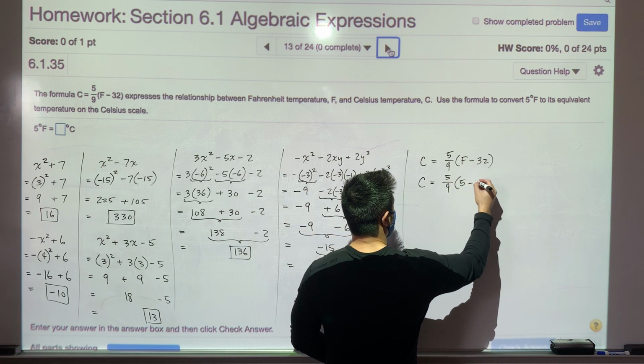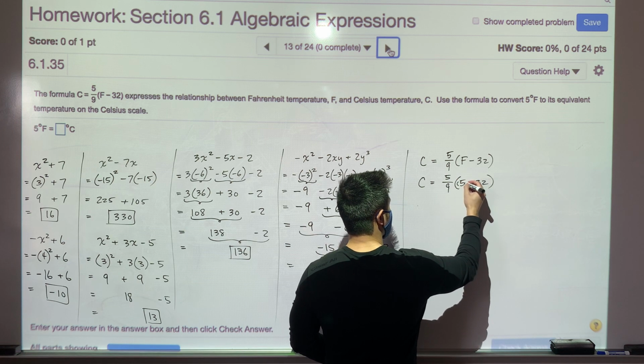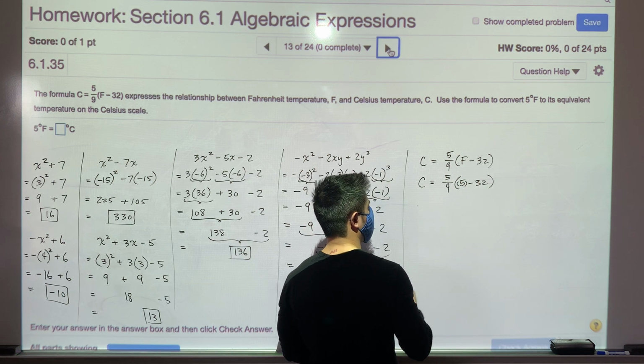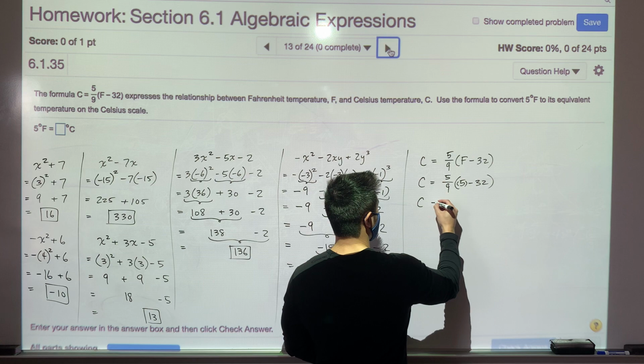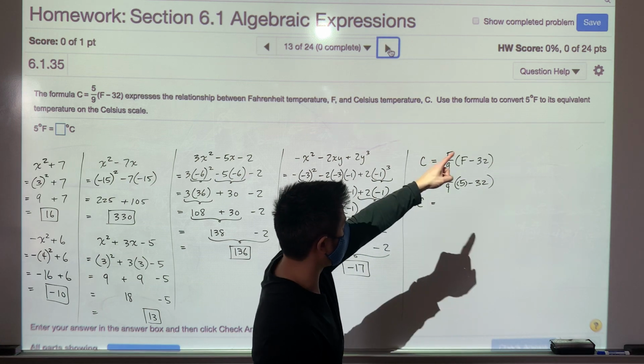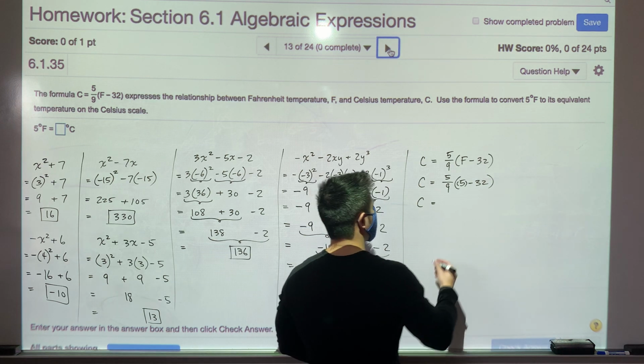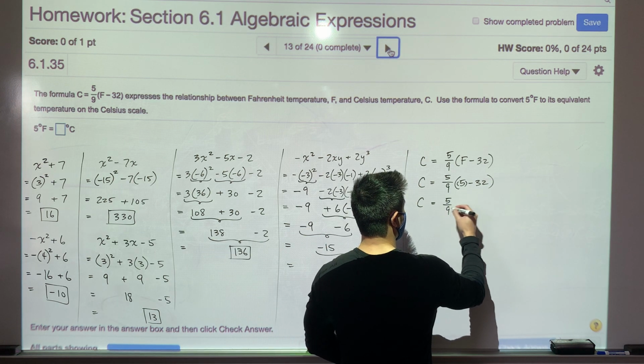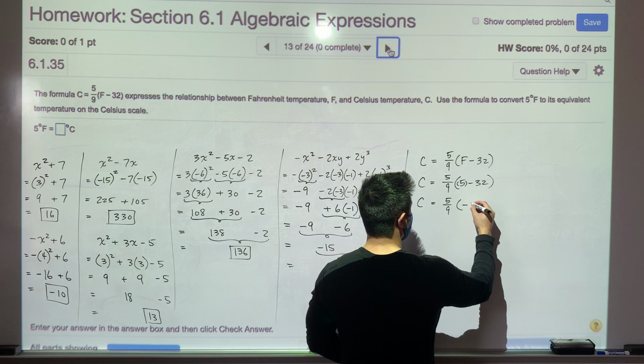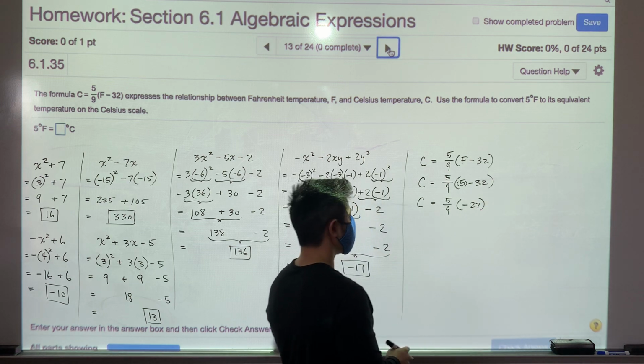So 5/9, 5 minus 32. Now, you could substitute it with parentheses. That would be fine. Whatever you'd like to do there. But as long as you make sure that the 5 goes in for the F, the Fahrenheit temperature. Okay? Then from there, we can do the math. 5 minus 32 is a negative 27.